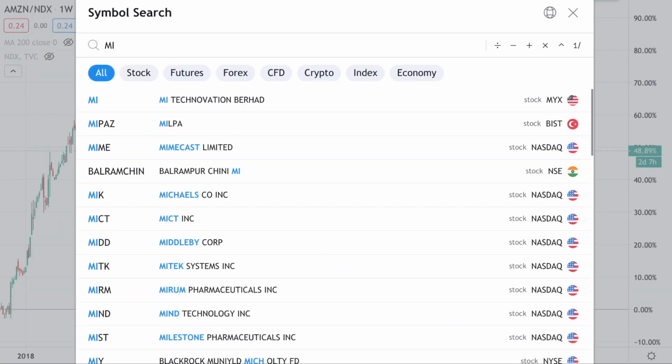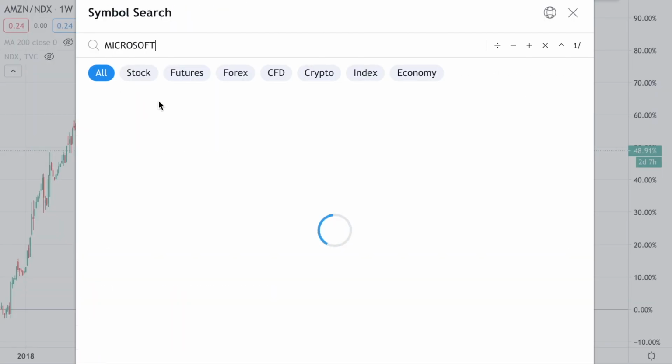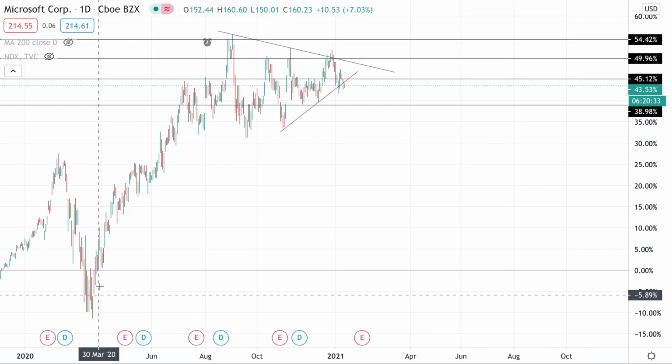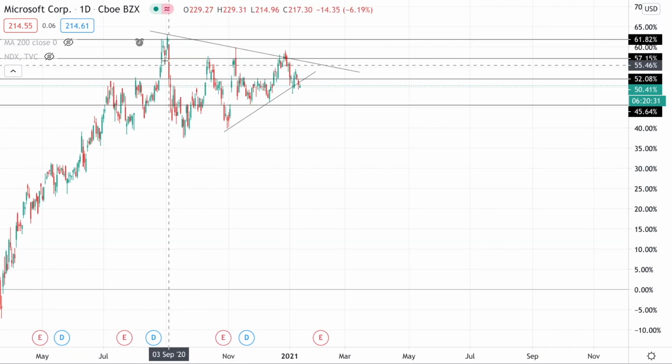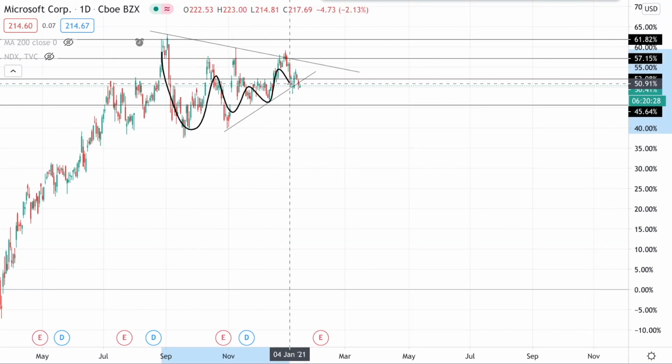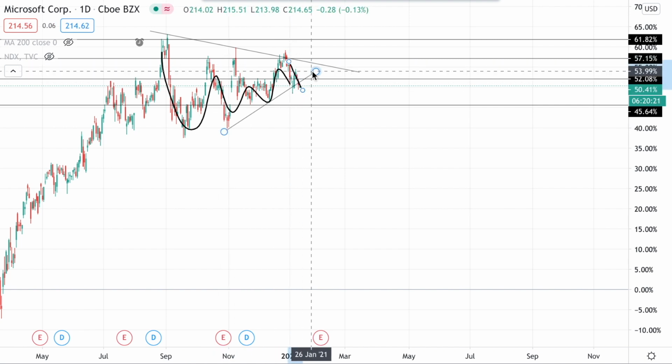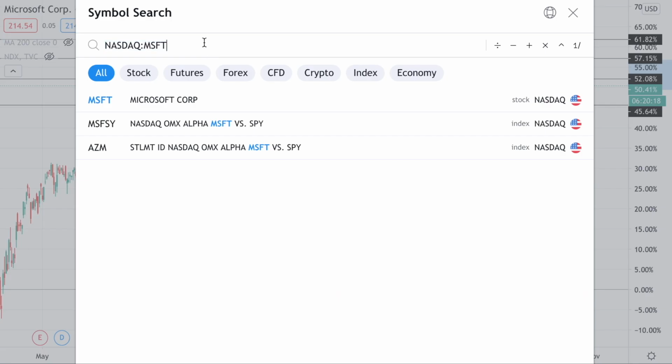Now that's where I want to move on to Microsoft. Also a beautiful chart. So on the daily chart, very similar. Big gains in 2020 and then this massive period of consolidation here. And it's pretty weak. It's breaking down below its trend line here. Very similar to Amazon. So what does that ratio say?